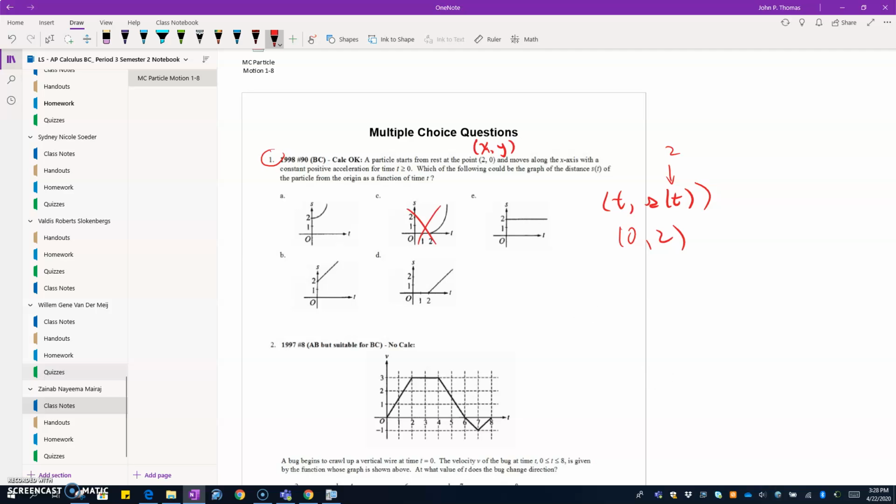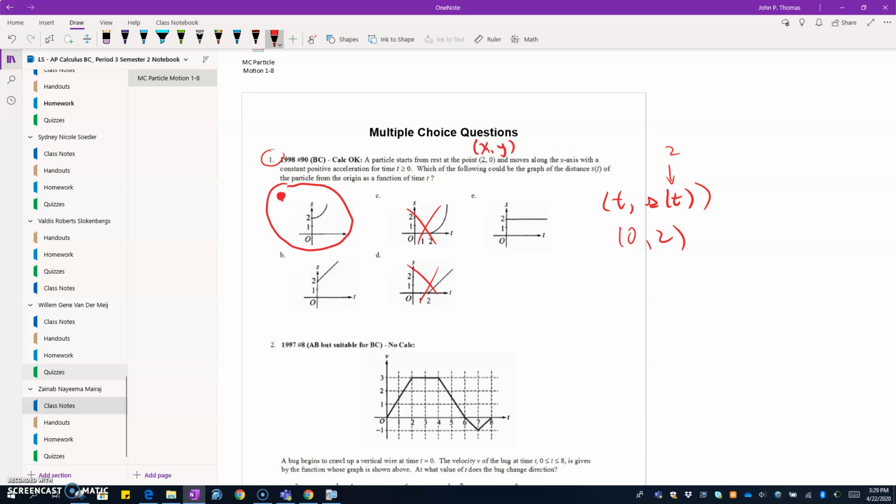All right, so right there I can get rid of that one and that one. The other three are still in play. Now it goes on and it says with a constant positive acceleration for time t greater than or equal to 0. Now, if the acceleration is positive, that means s double prime is positive, which means that we're concave up. All right, so of the remaining graphs, the only one that's concave up is this one.